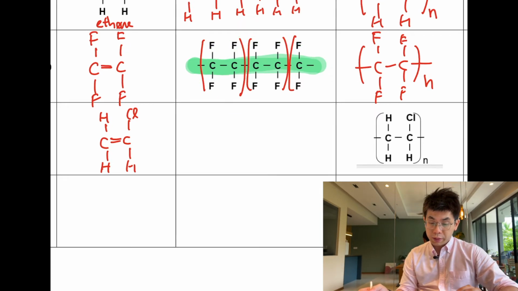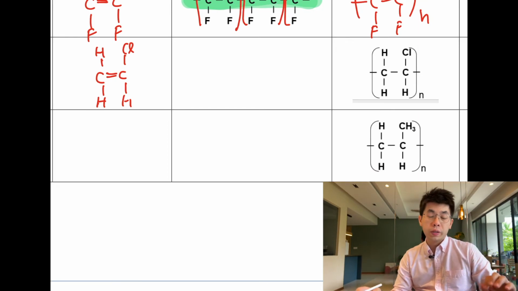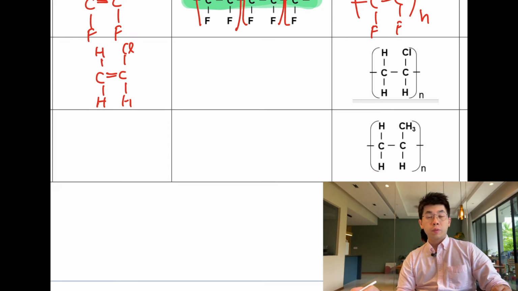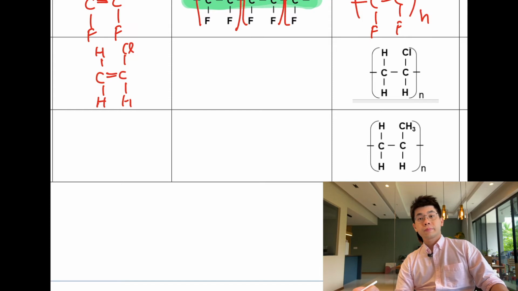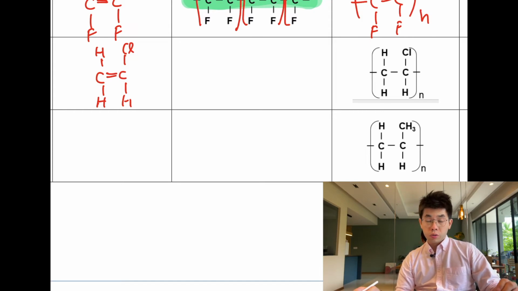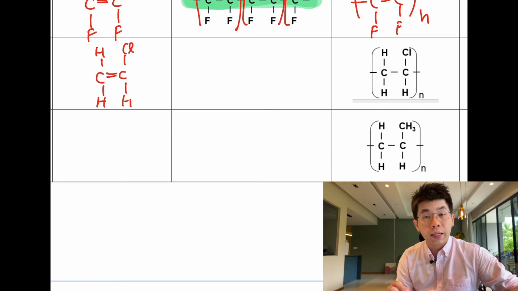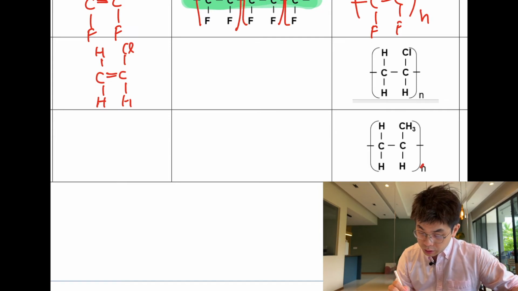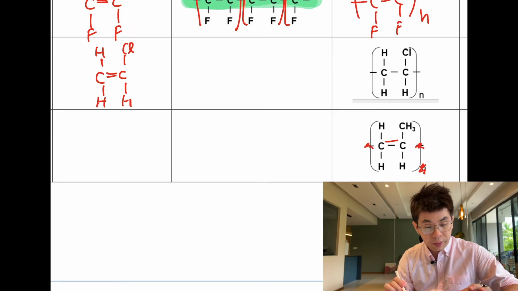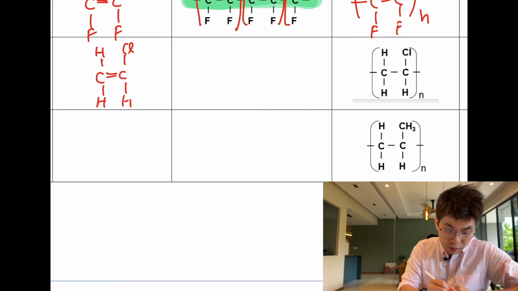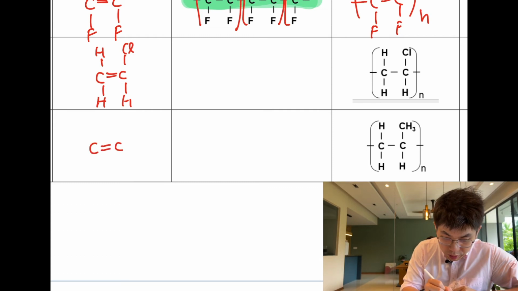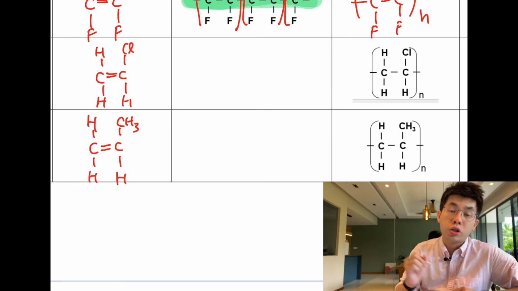Now the last one. Maybe you can pause the video here to see whether you are able to draw the monomer. I hope you drew the monomer already. As I mentioned, because this is an addition polymer, you can just cancel the N, cancel the sides, cancel the brackets, and then just draw the double bond in. It will look like this: C double bond C, there's a CH3, an H, an H, and an H.